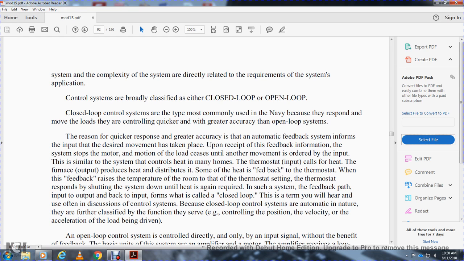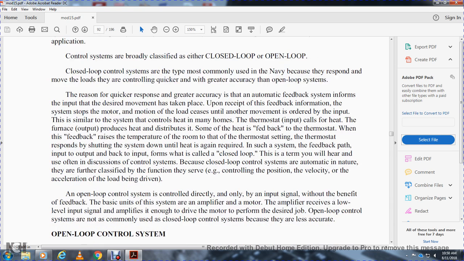The term you will hear often in discussion of control systems is closed loop, because closed loop control systems are automatic in nature. They are further classified by the function they serve: controlling the position, the velocity, or the acceleration of the load being driven.